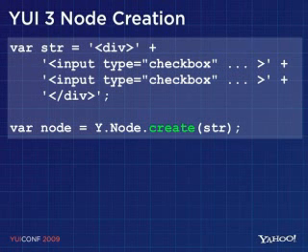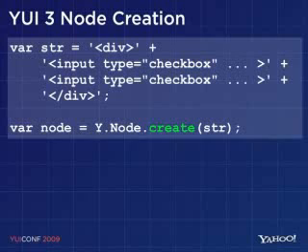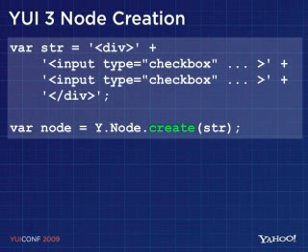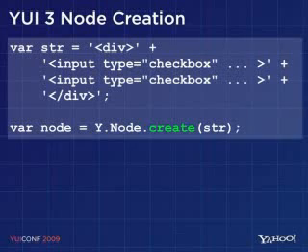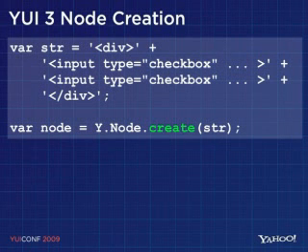But very often, you don't want to just create one node instance. You want to create a bunch of them. And so you can pass an entire document fragment to Y.Node.create. And so in this case, I'm not just creating one checkbox, but I'm creating a div that wraps several. I can call Y.Node.create, pass in that whole string, and I'm going to get a reference back to that document fragment.